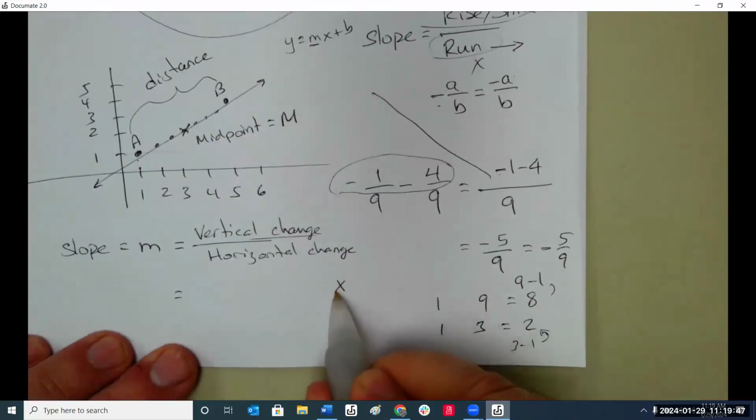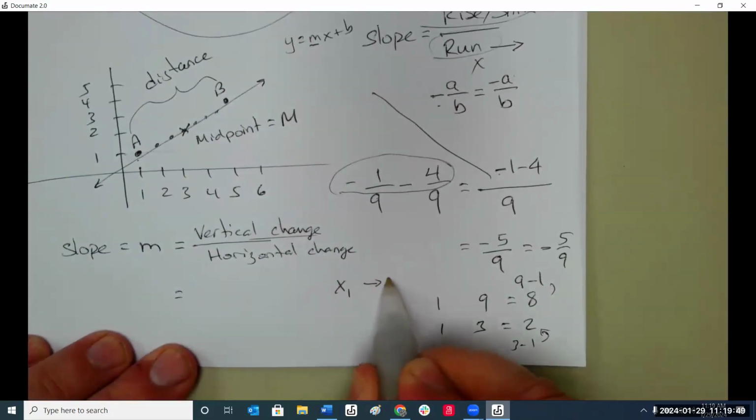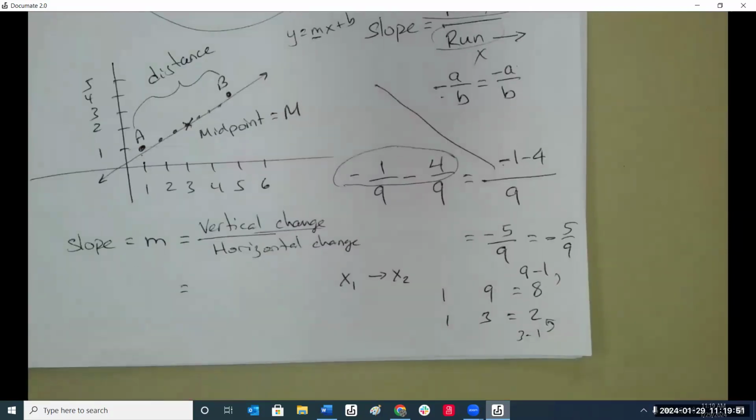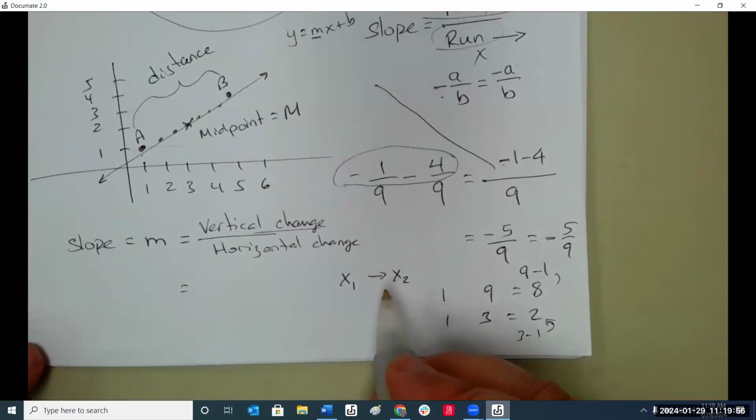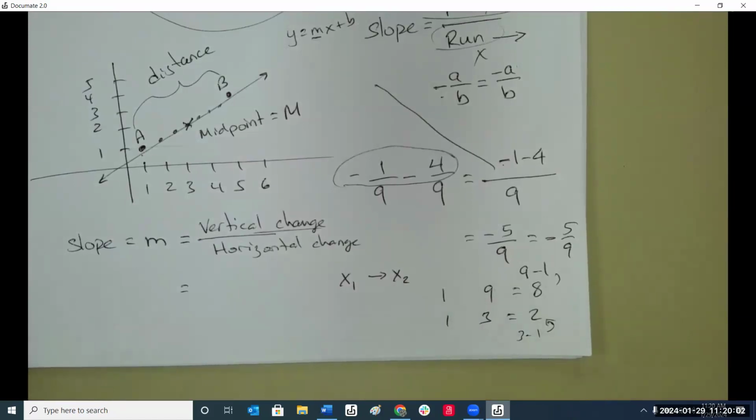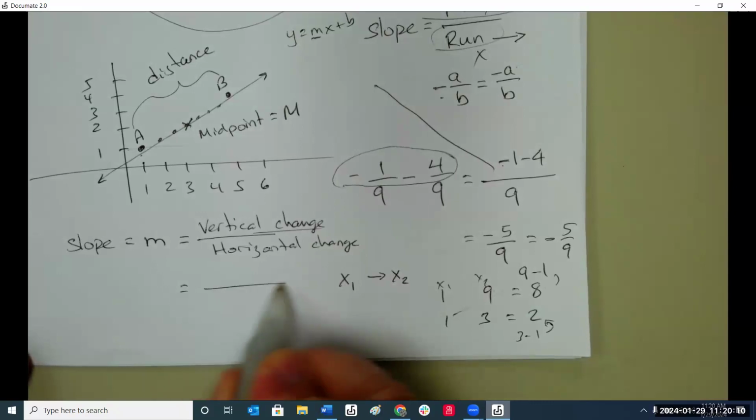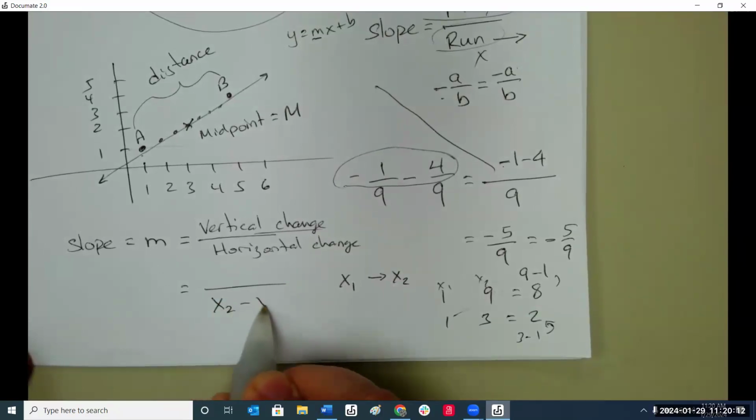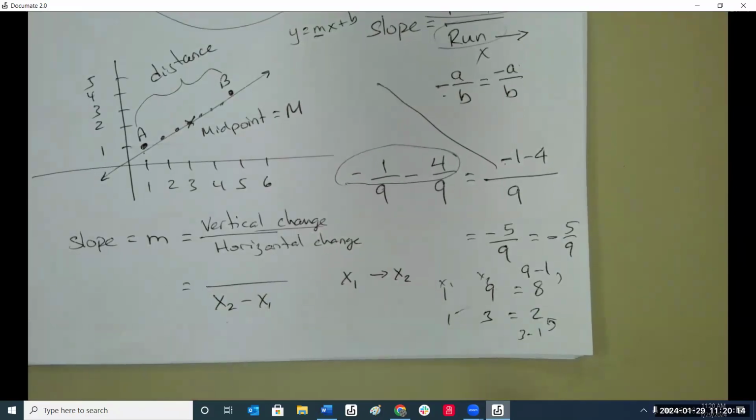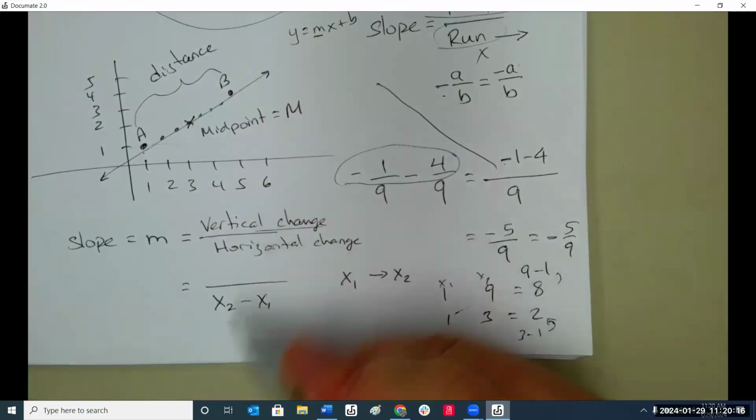If we started off at x1, how far is it to x2? Which would be what? Well, how would you find the distance between these two numbers? Same formula. This is x1, this is x2. What formula do we use? It would be x2 minus x1. The second minus the first. Same thing vertically.